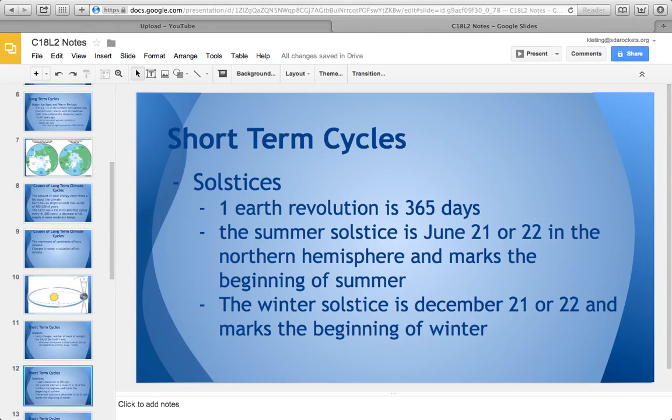Solstices. One Earth revolution is 365 days, right? 1 year is 365 days. That's what we're talking about in this case. Summer solstice is June 21st or 22nd in the northern hemisphere and marks the beginning of summer. The 21st or 22nd just depends on the year. Winter solstice is December 21st or 22nd, and that marks the beginning of winter.